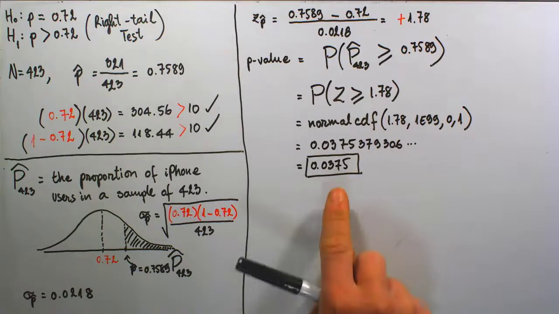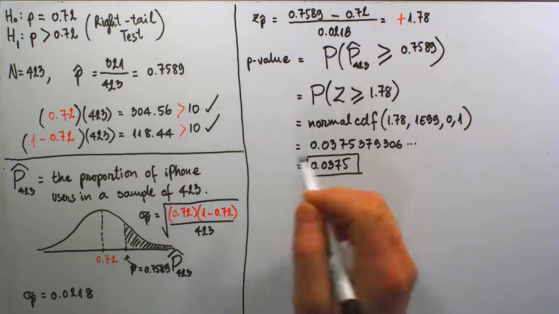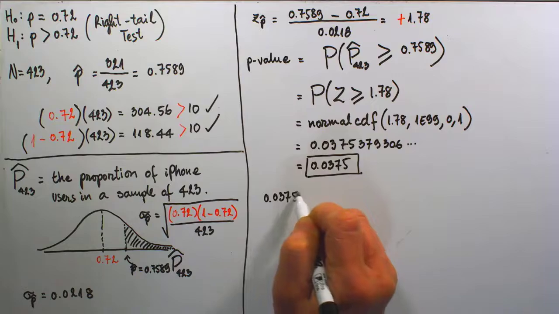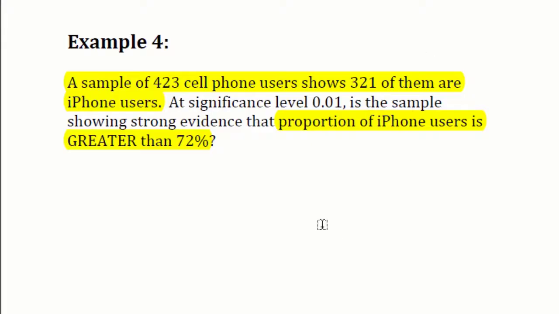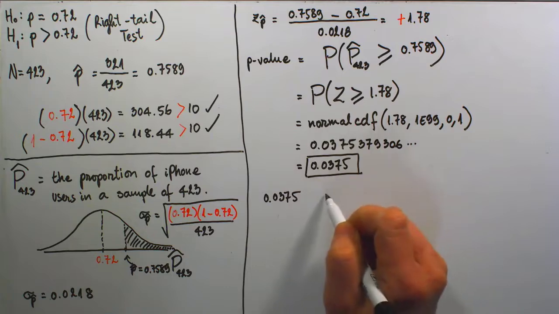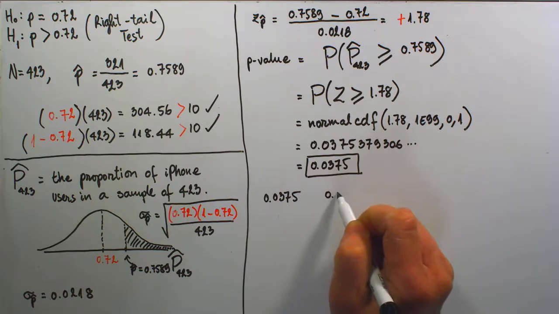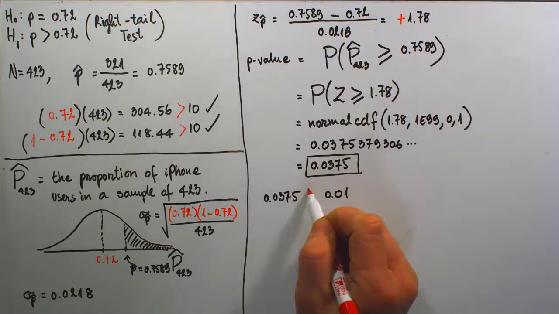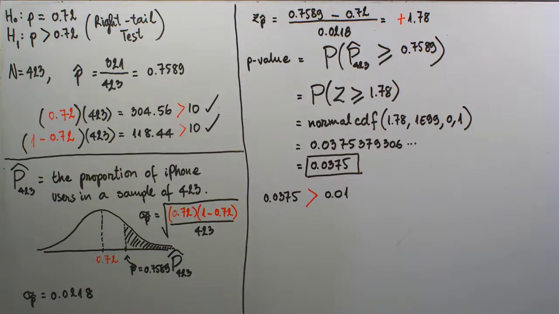So now, once we have calculated our p-value, the next step is to compare our p-value 0.0375 with the given significance level in the problem. So back to the wording of the problem. At significance level 0.01. So now we know that we have a significance level here given to be 0.01. So 0.0375, being our p-value, will be compared with the given significance level 0.01. A direct comparison right here is showing that this p-value is well above the significance level given in the problem.